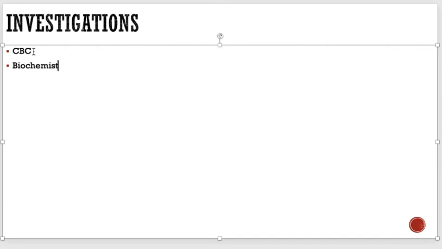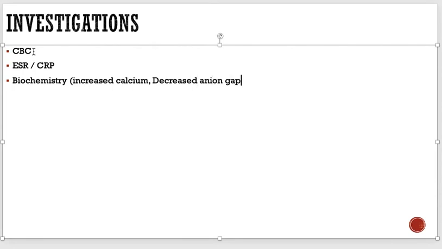You can do blood biochemistry. What are the things we'll find in this one? Increased calcium, okay, makes sense. ESR and CRP, of course, will be raised. Now, there is overproduction of proteins, so think about there will be a decreased anion gap. Why? Because the proteins are negatively charged, guys.